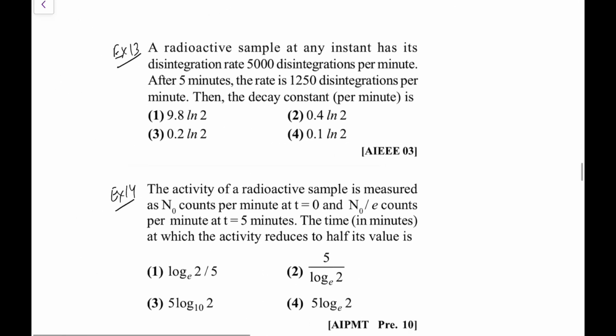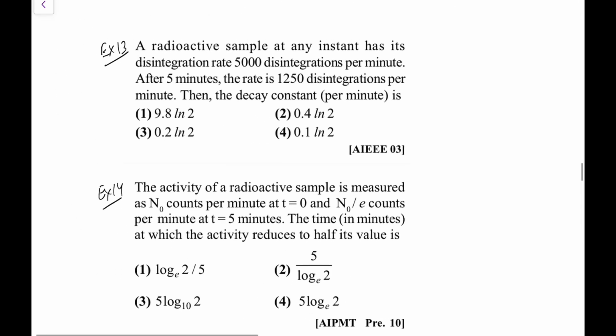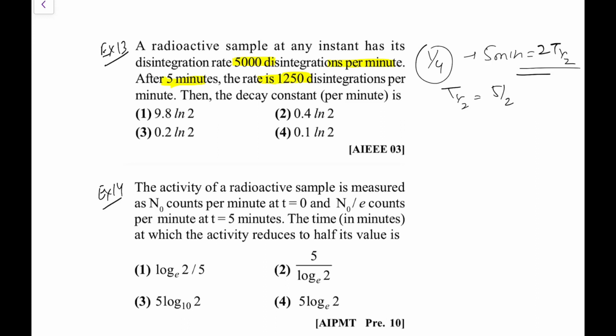Next one. Now the radioactive decay laws. A radioactive sample at any instant has its disintegration rate as 5000 disintegrations per minute. After 5 minutes, the rate becomes 1250. You can make it out, 5000 to 1250, that is, it becomes 1/4 in 5 minutes. That means 5 minutes is 2 t half. So t half you can directly make out as 5 by 2 minutes.